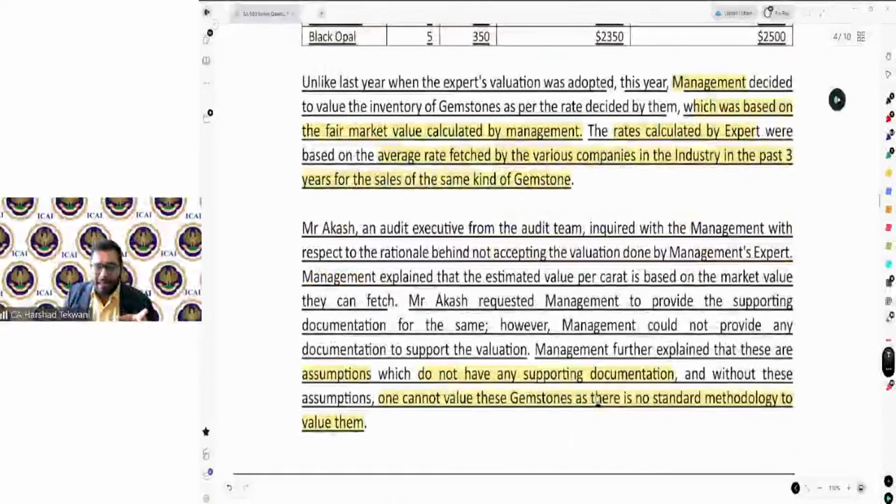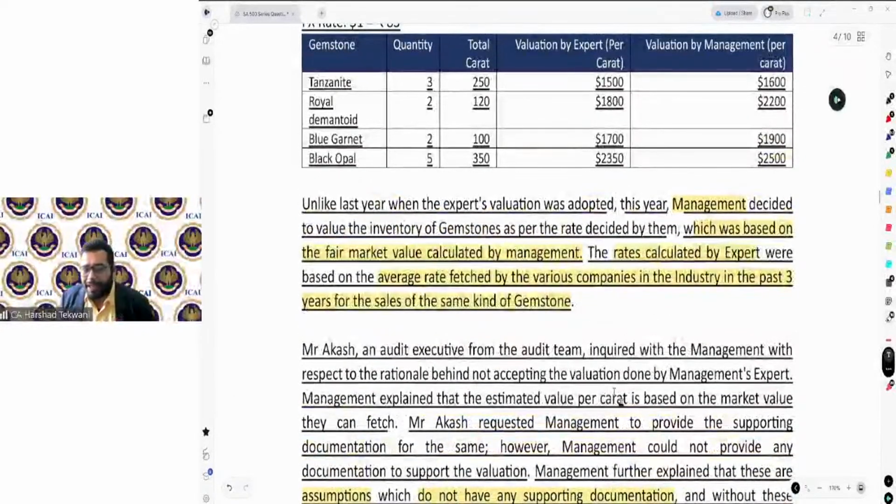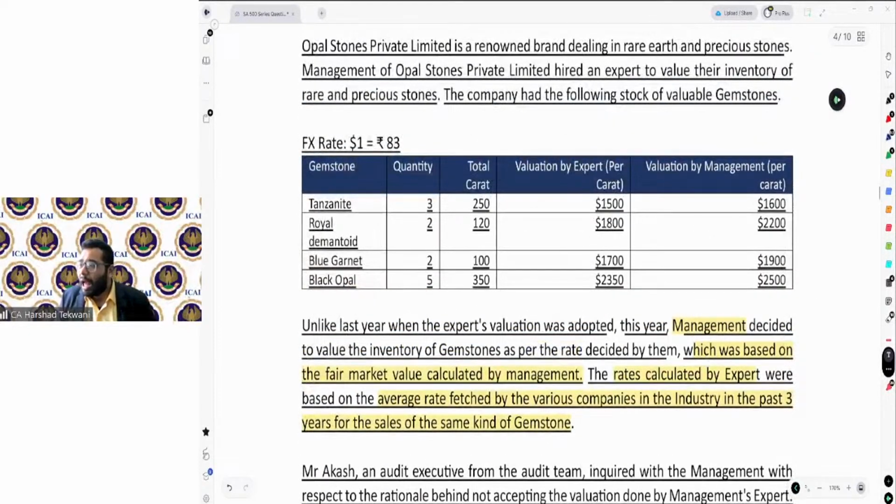Now, let's say, for example, in this case, we assumed that the management adopted the value of the gemstones based on their assumptions. What if the management adopted the value of the gemstones based on the expert's valuation? How will you test the expert's valuation? So if I told you that, okay, this is the expert valuation given in the question that has been adopted by the management, how will you test the audit evidence? How will you gather the audit evidence for the valuation performed by the expert?